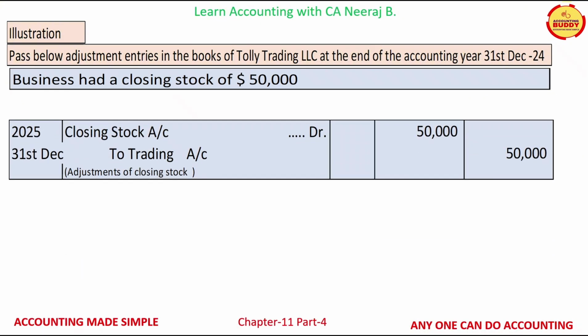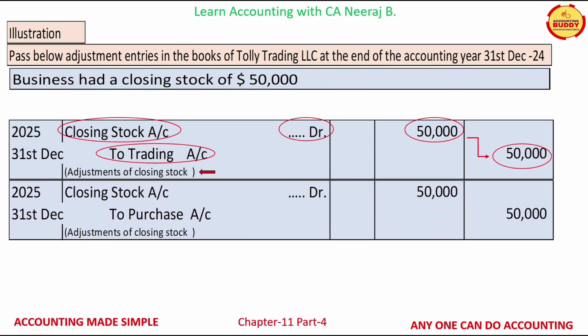Under option 1, the two accounts affected are closing stock account and trading account. Closing stock account will be debited and the trading account will be credited. The entry will be passed for $50,000 by writing a proper narration.